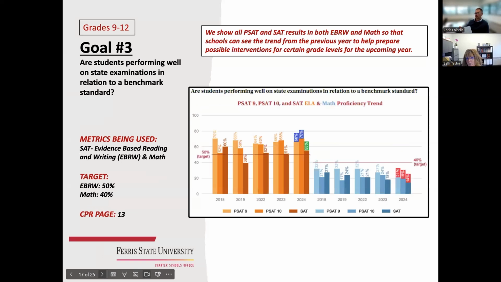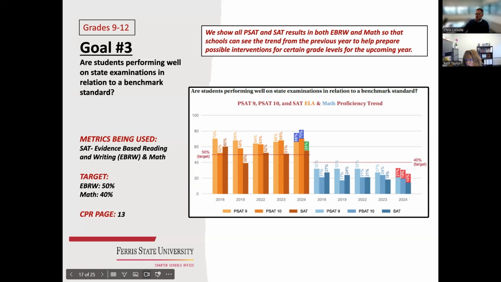And goal number 3, are students performing well on state examinations in relation to the benchmark standard? Again, we're using the SAT. We have 2 targets that all academies adhere to, and that is 50% target for ELA or evidence-based reading and writing, and 40% for math.